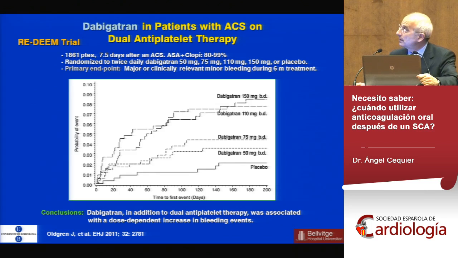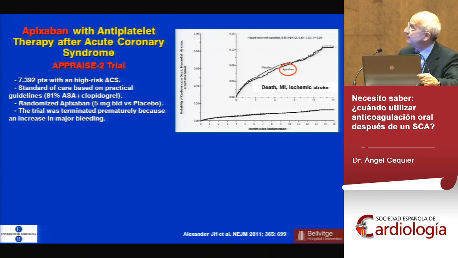Este es el único estudio en el que fue evaluado el dabigatran, un estudio fase 2, el REDEEM, en pacientes con doble tratamiento antiplaquetario. Entre el 80 y el 90% de los pacientes ya recibían doble tratamiento. Se evaluaron cuatro dosis del dabigatran, 50, 75, 110 o 150 dos veces al día, y el endpoint primario era un endpoint de sangrado. Pueden observar que, en comparación al placebo, de manera consistente, el dabigatran condicionó un incremento en las tasas de eventos hemorrágicos prácticamente de manera dosis dependiente. No se ha realizado ningún estudio de fase 3 con este fármaco.